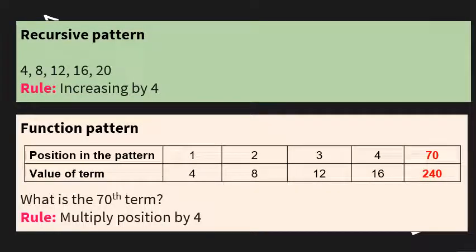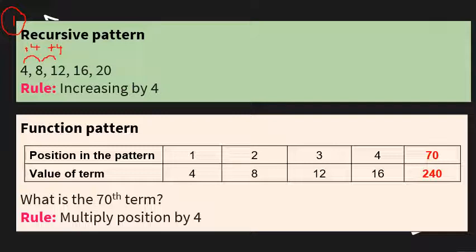So I mentioned before these recursive patterns, which I'm going to put a number 1 here. And this is a sort of pattern you would have seen from kindergarten all the way up until year 4, where you're finding the difference between these numbers in the pattern. So here I can see I've got 4 and 8. So there is a difference of 4. And then 8 and 12, difference of 4. And here the rule we could say is increasing by 4.